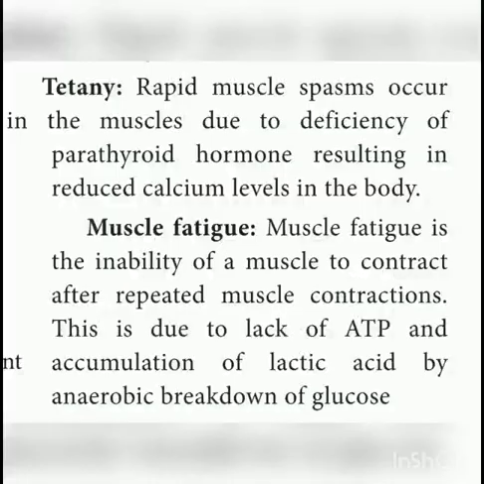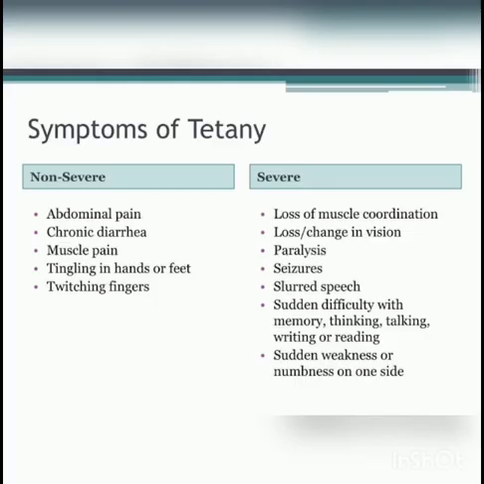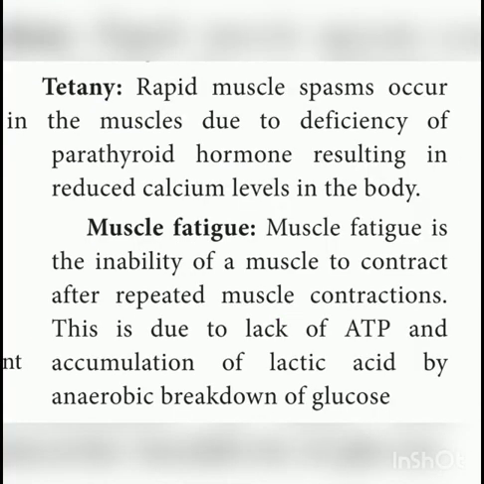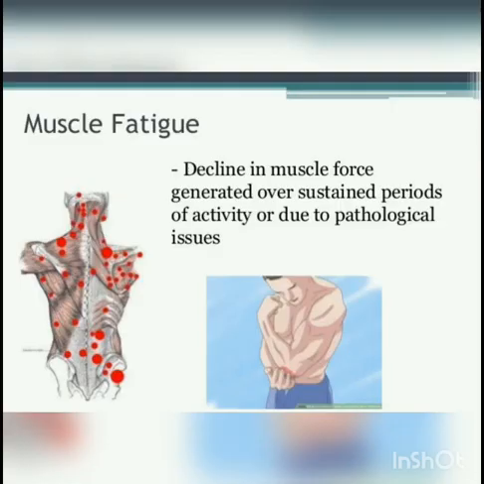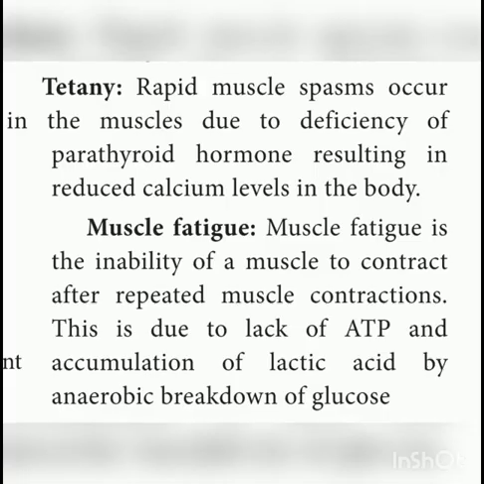Right? Next is tetany. Rapid muscle spasms occur in the muscles due to the deficiency of parathyroid hormone. Tetany is caused due to the deficiency of parathyroid hormone, resulting in a reduced calcium level in our body. Muscle fatigue: muscle fatigue is the inability of the muscle to contract after repeated muscle contraction. This is due to the lack of ATP and accumulation of lactic acid from the anaerobic breakdown of glucose. So lactic acid is produced from the anaerobic breakdown of glucose in our body, so it leads to muscle fatigue.